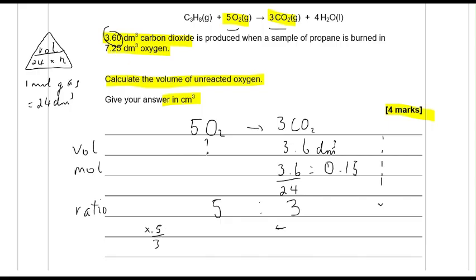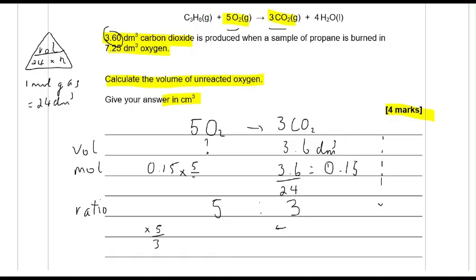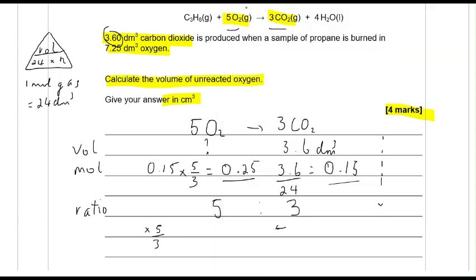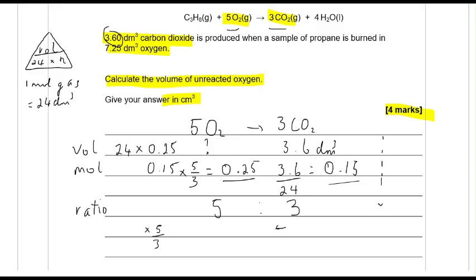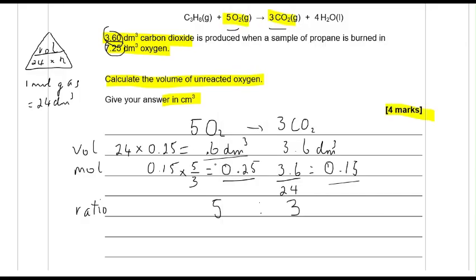One tip is to leave the 0.15 on your calculator from the previous equation. It doesn't matter if you haven't, you just type it in again. And then we're going to do 0.15 times 5 divided by 3. That gives us 0.25 moles of oxygen. Now we go back to the formula triangle. We need to work out the volume of oxygen. So we cover up the vol. So we've got to multiply 24 by the number of moles. So 24 times 0.25. That gives us 6 decimeters cubed. So the volume of oxygen to produce this volume of carbon dioxide is 6 decimeters cubed.